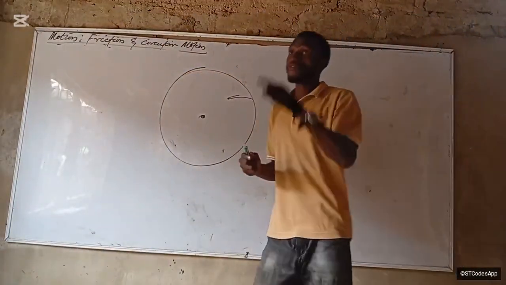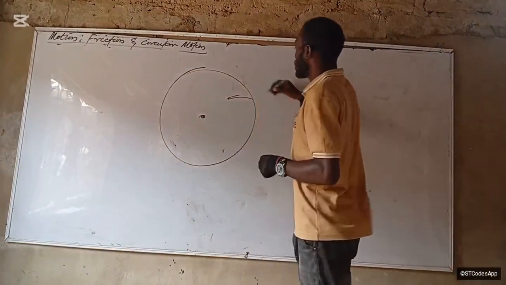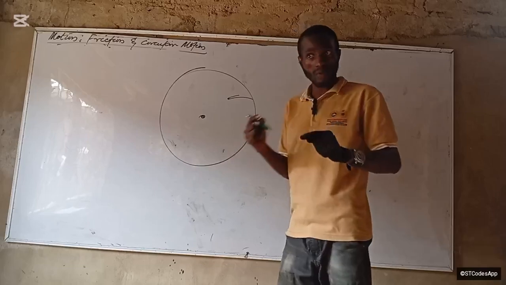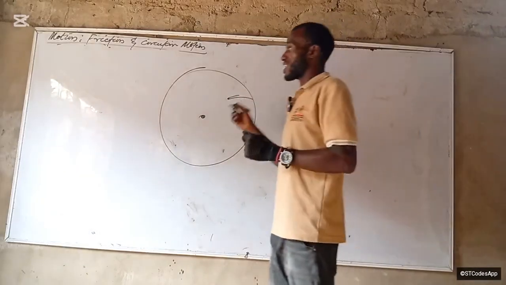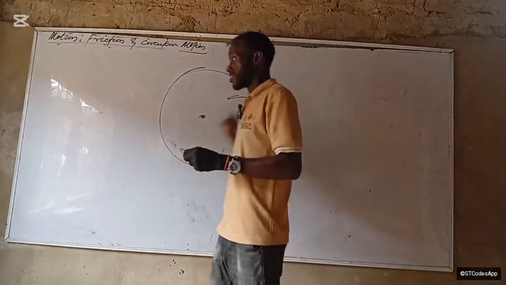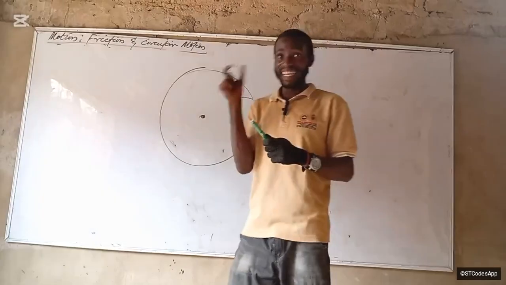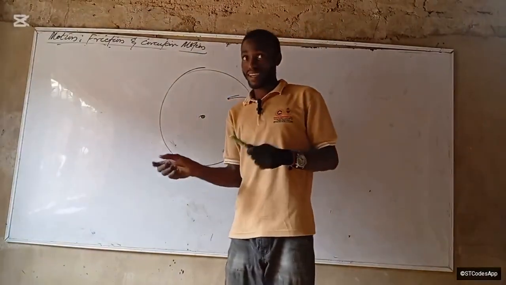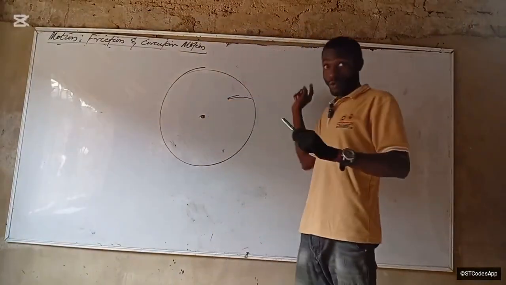So because the velocity of the body is always changing, that's why the body has what? Acceleration. We call the acceleration centripetal acceleration. Why? Because we said it is always directed towards the what? Center. Centripetal. Center. Is that okay? Acceleration is directed towards the center.